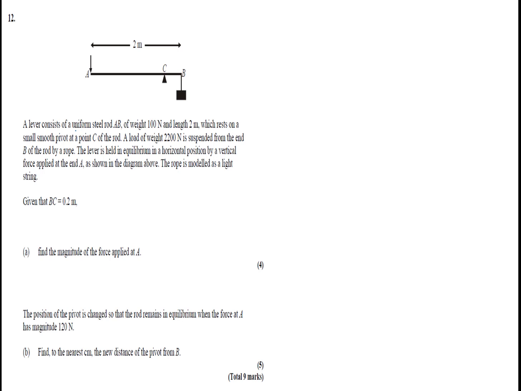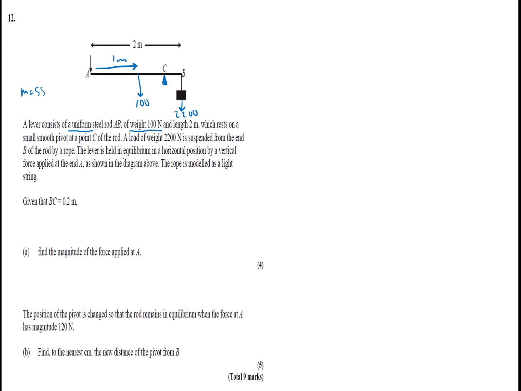A lever consists of a uniform rod. What do we know there? Well, the centre of mass is going to be in the middle. It has weight 100 newtons. So weight, remember, when they give you a mass, you have to use g, because gravity is applied. But that's just 100 newtons, so you don't need to put a g there. And that's going to be 1 metre in. That's a good start. It rests on a smooth pivot at a point C. That's here. Lovely. A load, so that must be 2,200.